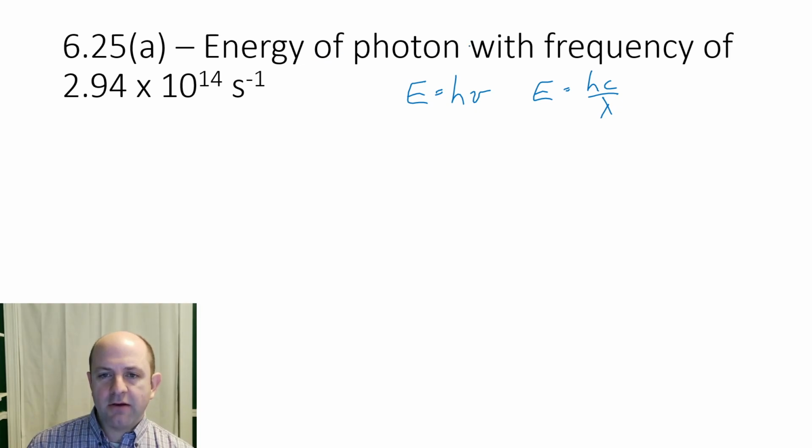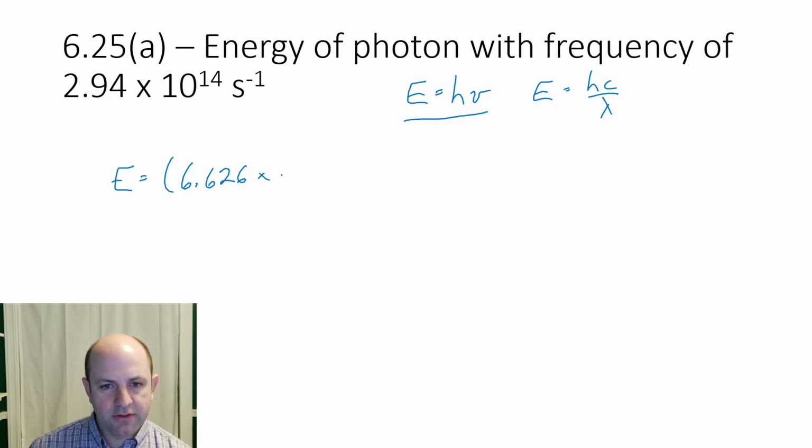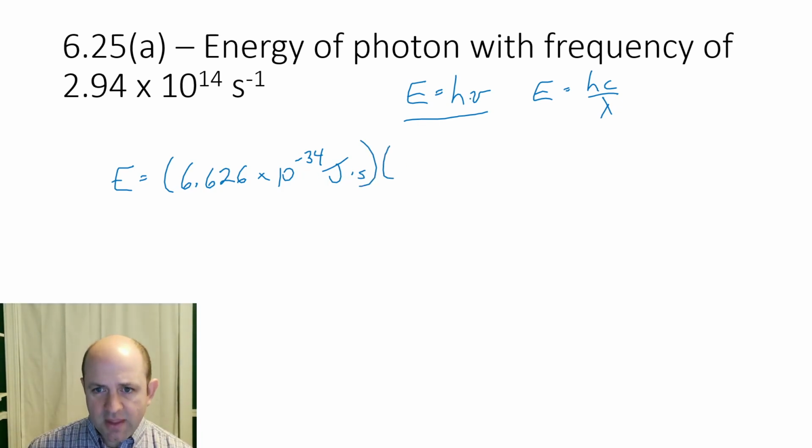So it says, what is the energy of a photon, so we're solving for E, with a frequency of 2.94 times 10 to the 14th reciprocal seconds, or hertz. So that just means we're going to use this equation as is. We want energy, we have frequency, and we can plug in Planck's constant. So energy is equal to 6.626 times 10 to the negative 34th joule seconds. That's Planck's constant. And then times the frequency. We're in seconds, so it's all good.